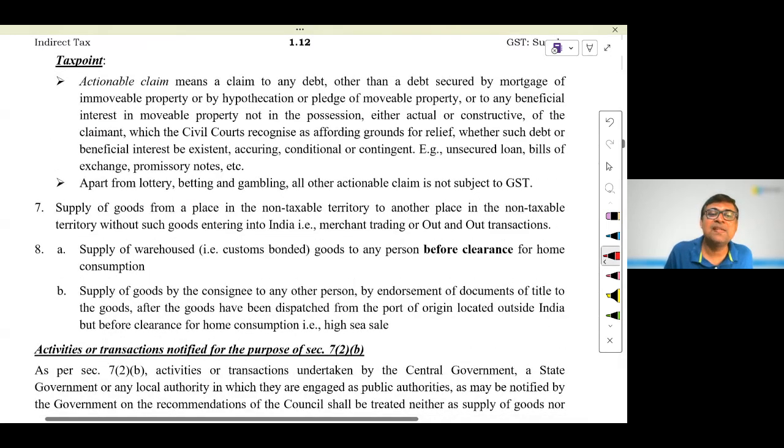Supply of goods from a place in a non-taxable territory to another place in a non-taxable territory, say US to UK. Since you are supplying goods from US to UK, the question of GST does not arise. Similarly, the last one: supply of goods in a high seas sale transaction, or supply from a customs warehouse. Since these goods are supplied before clearance for home consumption, it is not treated as supply.